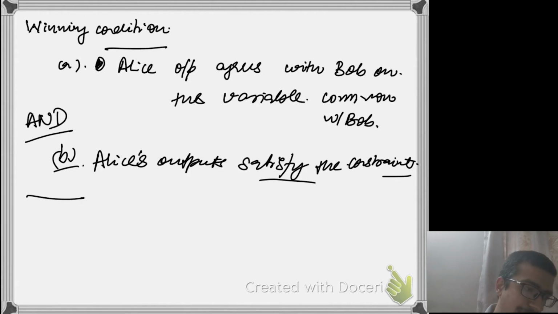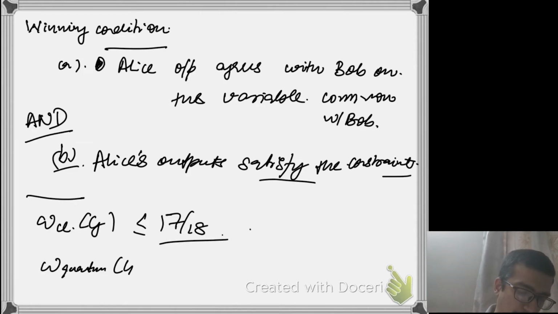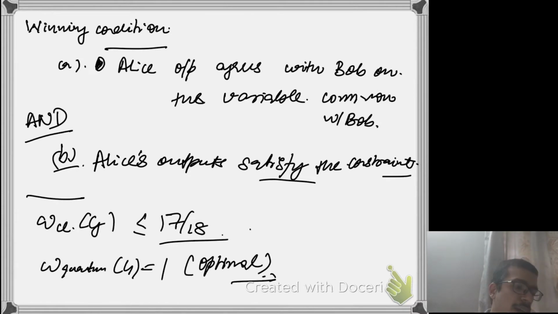Now, the classical success probability, so omega classical of G is at most 17 by 18, right? So this we had seen already. We had also seen that a quantum strategy can potentially succeed with probability 1. So this is the optimal probability in quantum, right? And it looks interesting, because in one case we can't succeed deterministically, and in the other case we are able to easily succeed deterministically.